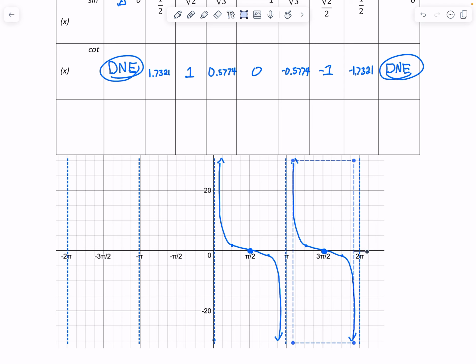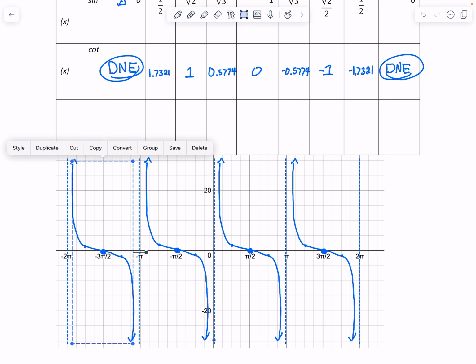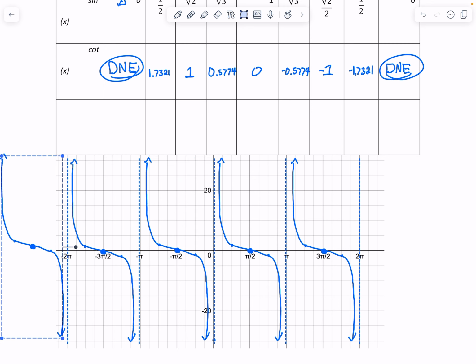So now I'm going to duplicate and put these in here. And they go on forever. I could keep duplicating if I wanted to. So that is what cotangent looks like, directly related to tangent. Makes sense that it's reciprocal, so it's just flipping it over. It's flipping my graph over and moving it.